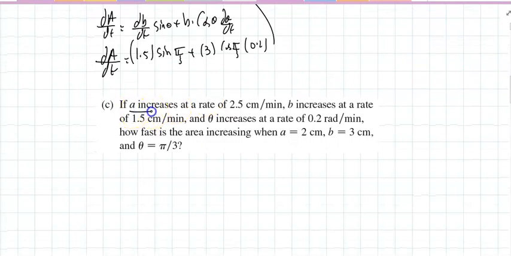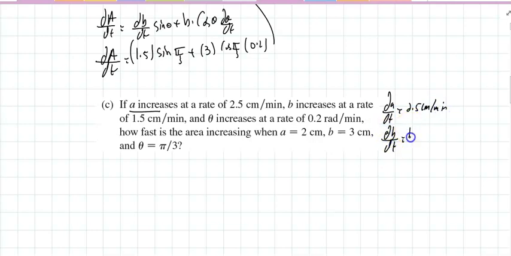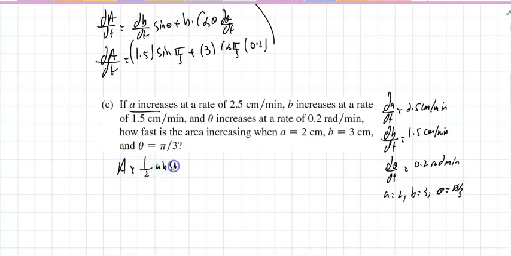What if A is increasing at a rate of 2.5 centimeters per minute, and B is increasing at a rate of 1.5 centimeters per minute, and theta is increasing at a rate of 0.2 radians per minute. Now, A equals 2, B equals 3, and theta equals pi over 3. A very nice problem. Area equals 1/2 AB the sine of theta.